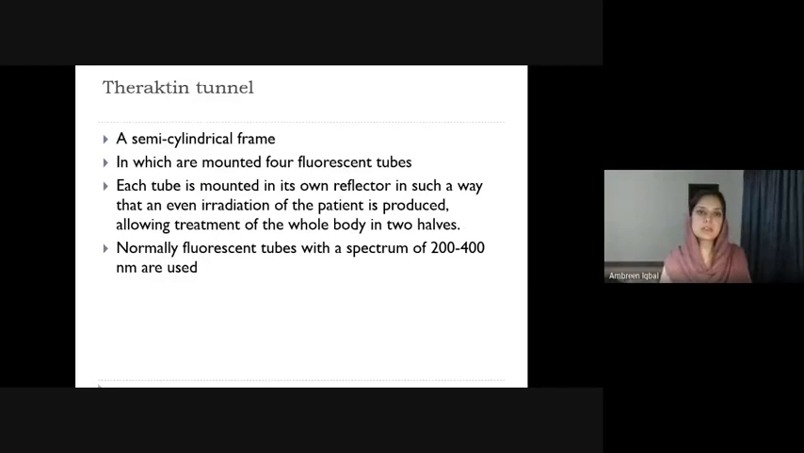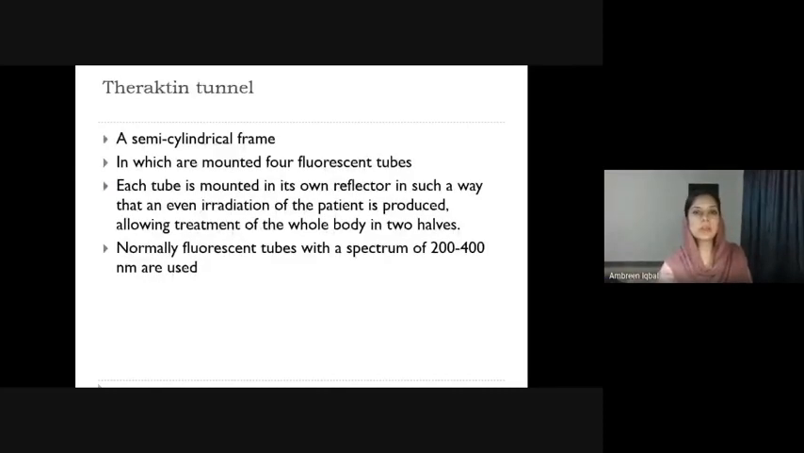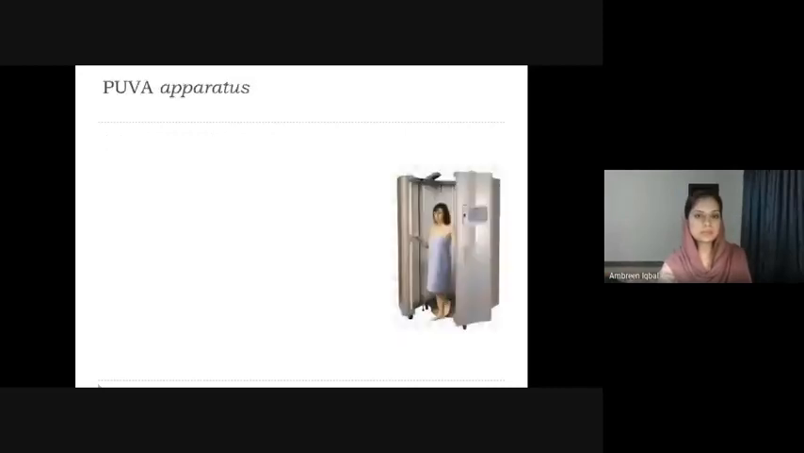Then there is a utilization of these fluorescent tubes in the Tharakitten tunnel. A Tharakitten tunnel is a semi-cylindrical frame in which there are mounted four tubes. Like you can see in this picture from your book, this is a parabolic reflector, and there is a semi-cylindrical tunnel with four fluorescent tubes in the parabolic reflector. Each tube is mounted in its reflector in such a way that it causes even irradiation of the patient, allowing the patient to have the whole treatment in two halves. Normally, the fluorescent tubes with a spectrum of 280 to 400 nanometer are used.